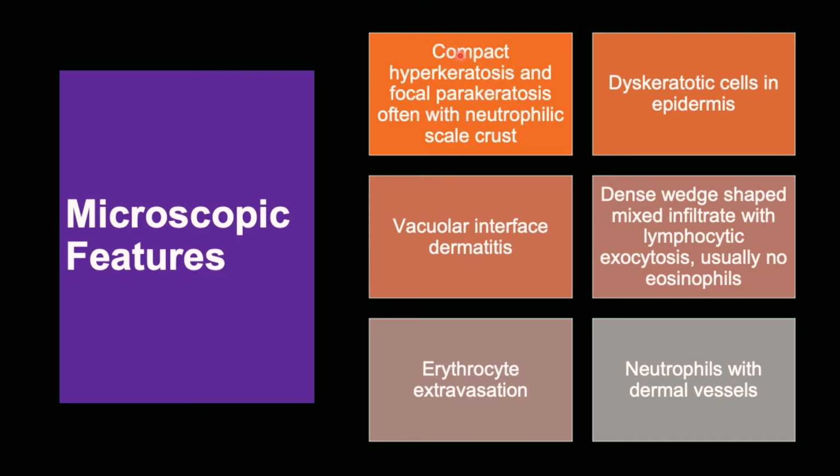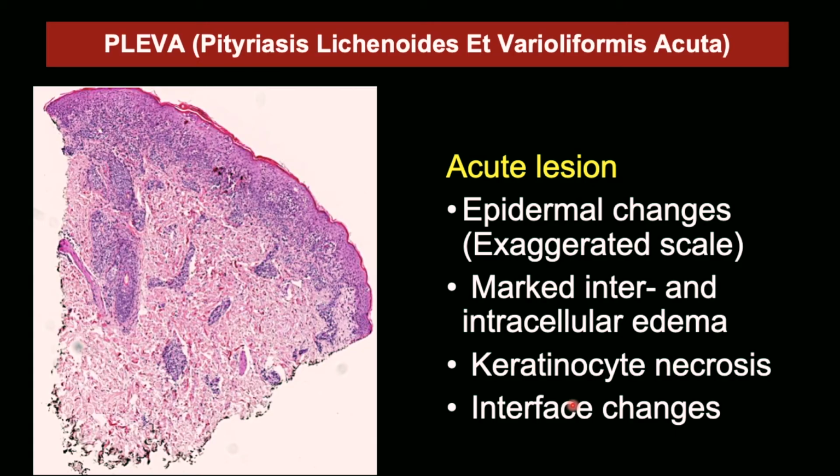We see a compact hyperkeratosis, focal parakeratosis, but the main thing here is to remember the neutrophils. In addition, there are dyskeratotic cells, vacuolar interface dermatitis, and a dense wedge-shaped mixed infiltrate with lymphocytes, exocytosis, and usually no eosinophils. As we said, the neutrophils with dermal vessels and the erythrocyte extravasation. This is a nice example of PLEVA.